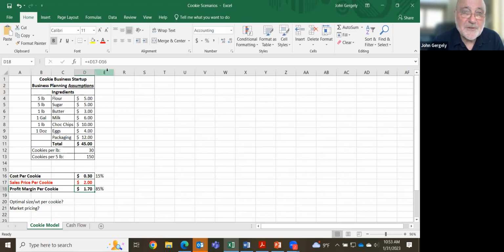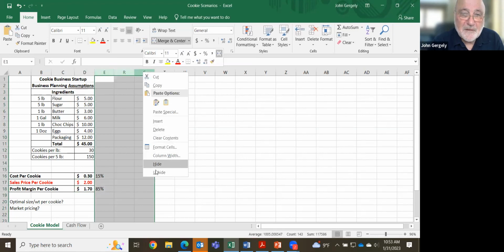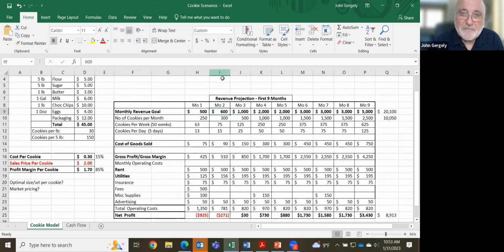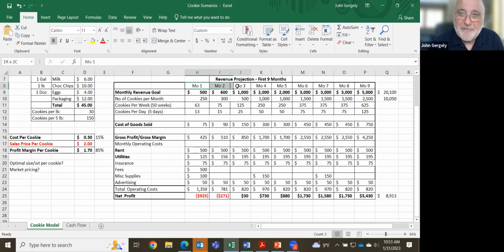So what does that mean? I'm going to show you. I put together this other little spreadsheet where I've laid out my first 9 months of being in business. And I'm setting myself a goal of generating $500 in sales the first month. Let me see what that will take. To generate that kind of revenue, I took the $500 and divided by the $2 per cookie. That means I have to sell 250 cookies in a month.